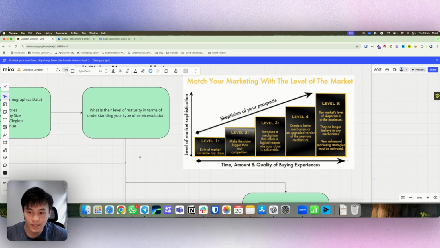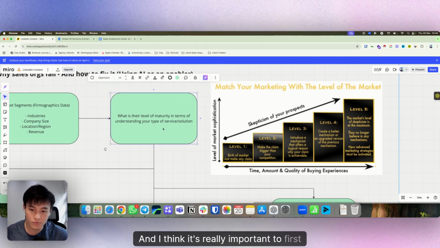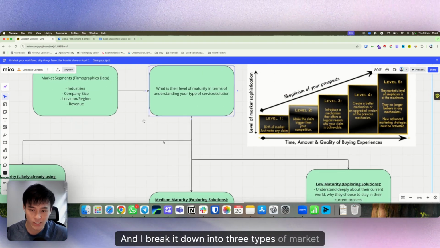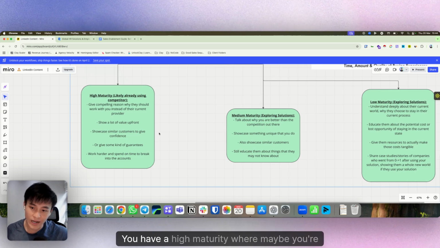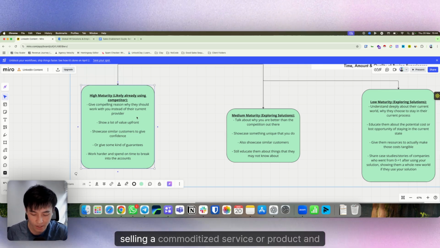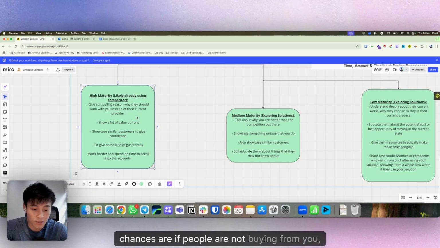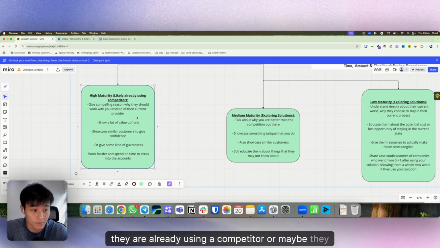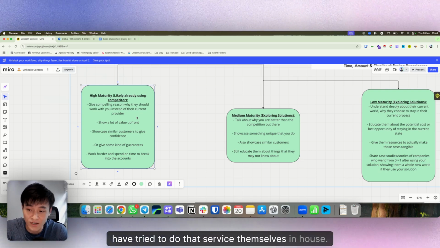So things like that. And I think it's really important to first understand it. And I break it down into 3 types of market maturity, right? You have the high maturity where maybe you're selling a commoditized service or product, and chances are if people are not buying from you, they are already using a competitor, or maybe they have tried to do that service themselves in-house.